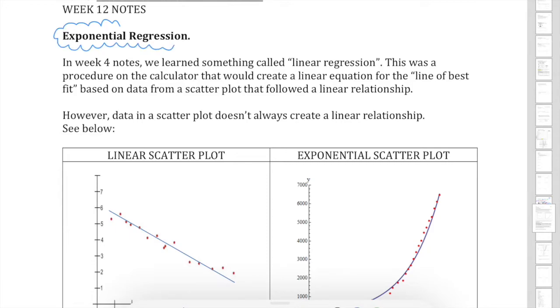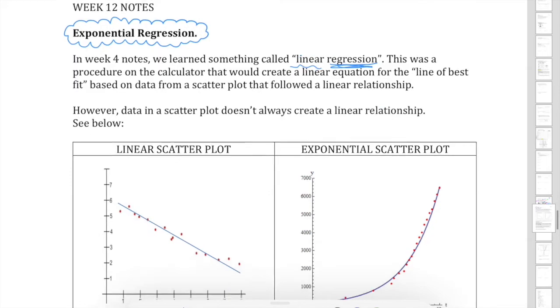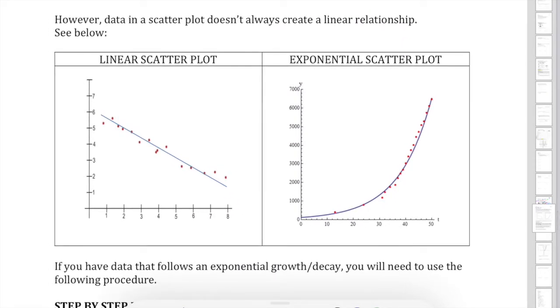So what we're going to do on this page and the next page is work on something called exponential regression. That word regression hopefully sounds familiar to you guys. Back in week 4 notes, we did something called linear regression. The regression method is going to be the same in your calculator. We're just doing it for a different type of function. So before we did it for linear, now we're going to be doing it for exponential functions.